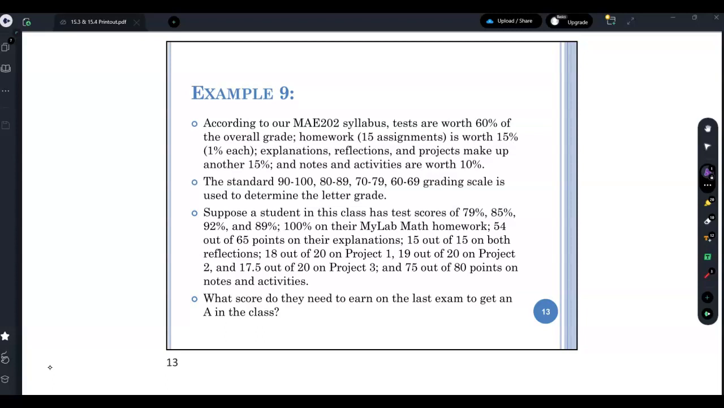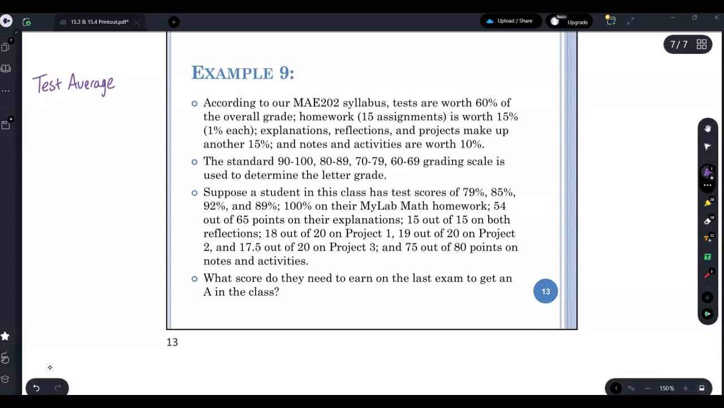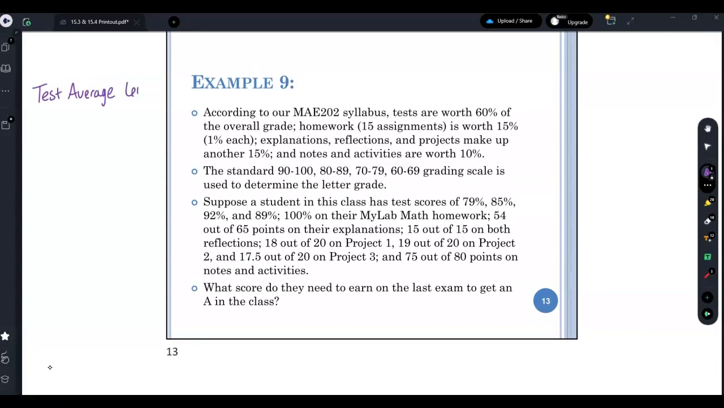So we want to figure out what score they need to earn on the last exam to get an A in the class. So the first thing I might want to do is go ahead and find the student's test average. And I know the test average is 60%.